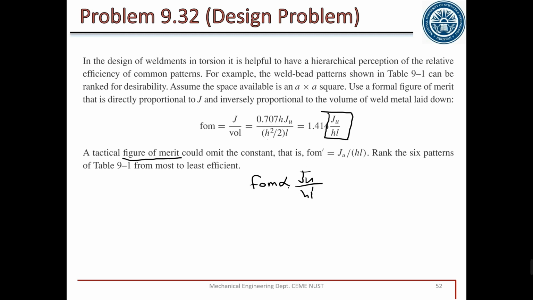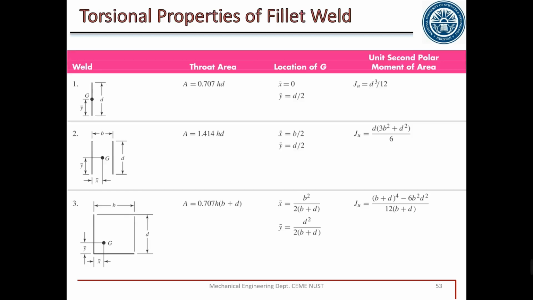This value will give us which of the 5 secondary shear or torsion and I think 9 tertiary shear welds is the best option. So in this problem, they have just asked to rank the welds in torsion, in table 9-1, according to their figure of merit. The equation that we have to use is Ju by hl.